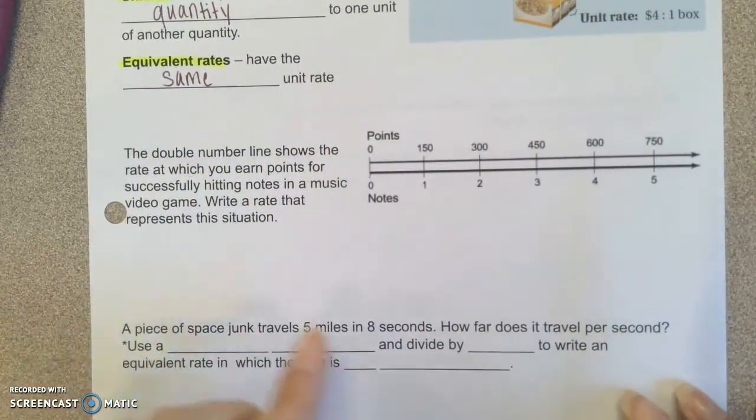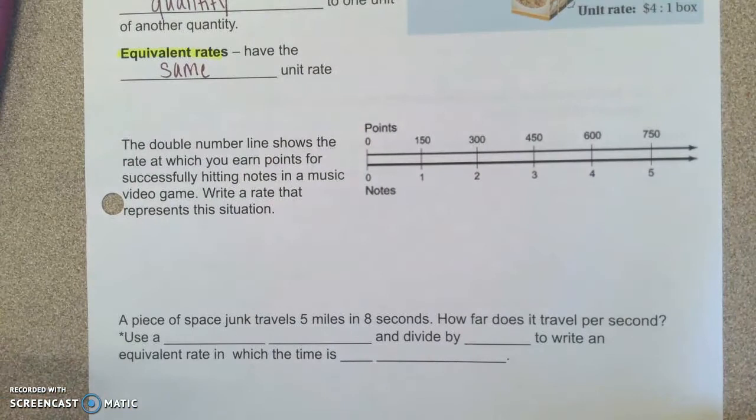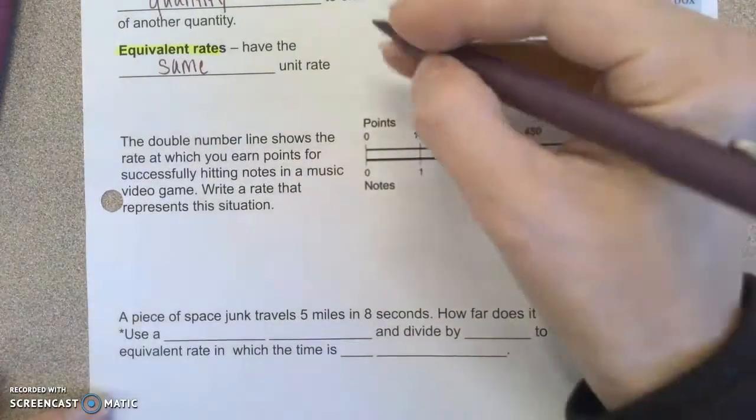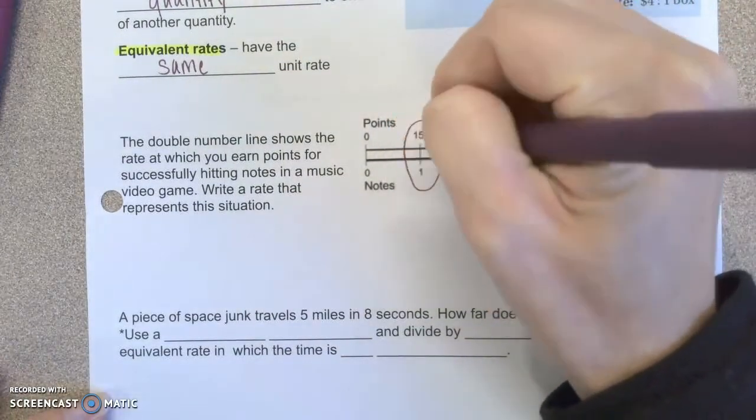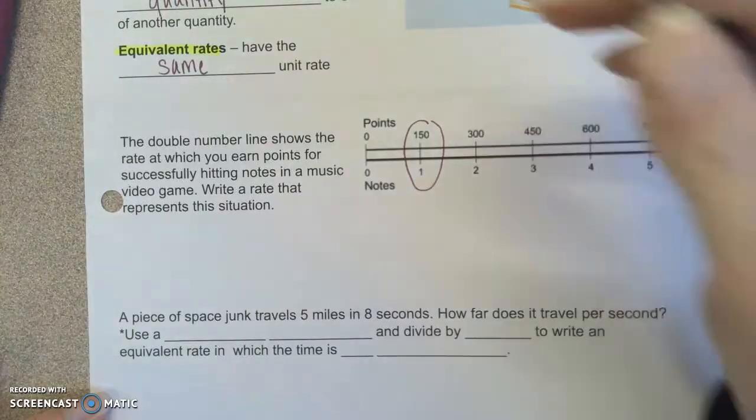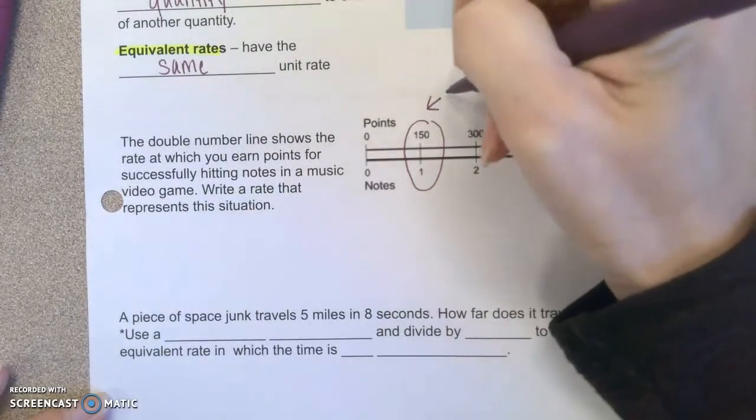Okay, so if we go down here, we have a double number line that shows the rate at which you earn points for successfully hitting notes in a music video game. Write a rate that represents this situation. Well, right here, I'm getting 150 points per note. That is my unit rate.